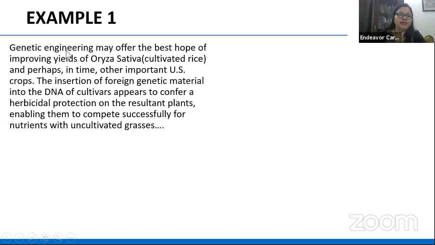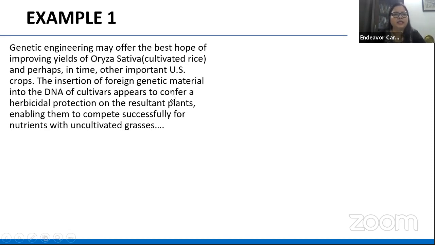He's recommending genetic engineering as the best hope, it may offer the best hope, in improving yields of Oryza sativa, cultivated rice. Are we concerned with other crops right now? No, it looks like the concern as of now is just Oryza sativa. The next line talks about how this process can be carried out. How can we carry out this process? A bit of it is given here.